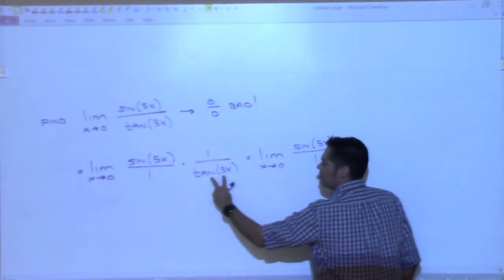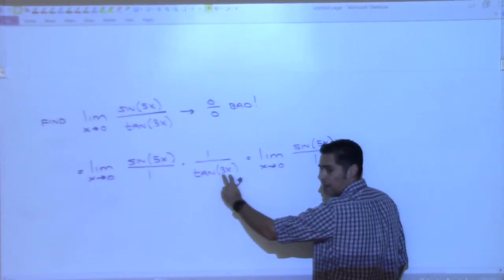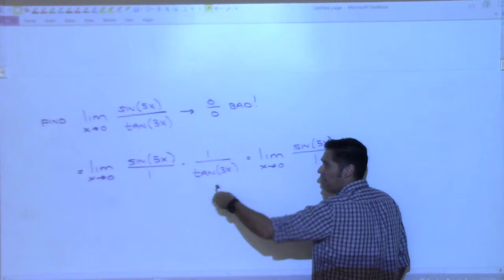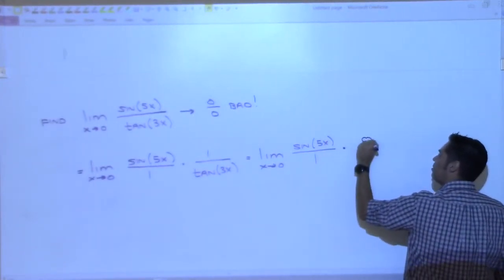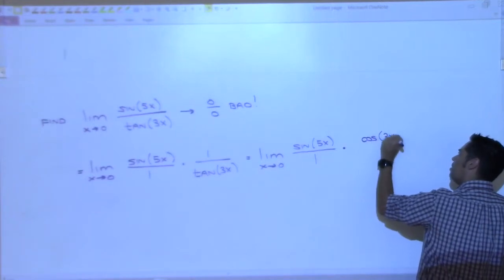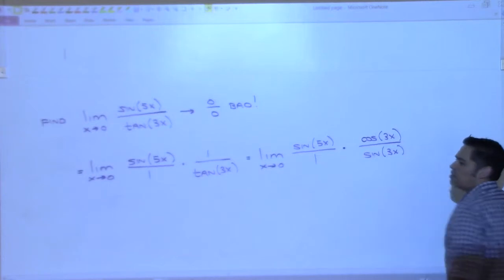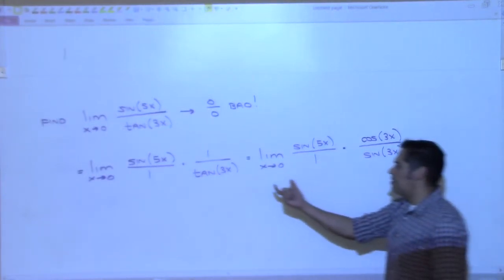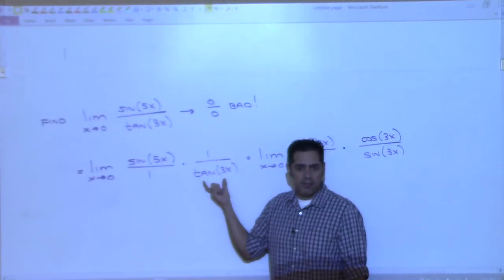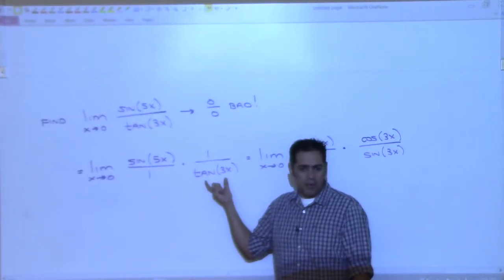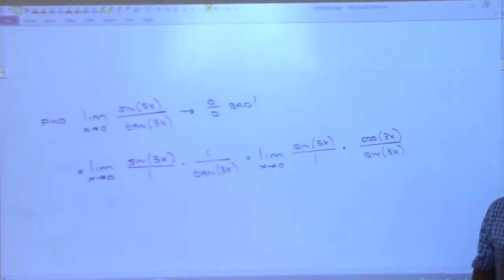Tangent of 3x turns into sine 3x over cosine of 3x, right? Sine over cosine, but that cosine can flip up. So we really have here cosine of 3x over sine of 3x. That's cotangent, basically. You could rewrite this. If you're having trouble with that, 1 over tangent is cotangent, and cotangent, by definition, is cosine over sine. We good up to there?